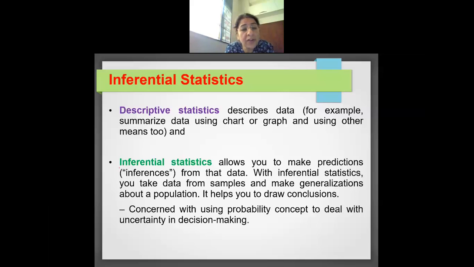Next comes inferential statistics. Now this inferential statistics is very interesting. What it does is use the probability concept to deal with uncertainty. It helps you to draw certain conclusions from the data. So in inferential statistics, you take data samples and make conclusions from the data. Now how does inferential statistics work?